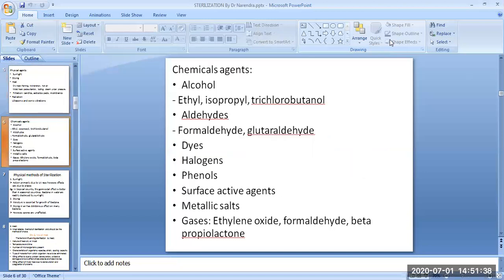Chemical agents: alcohol, like ethyl alcohol, isopropyl alcohol, trichlorobutanol, aldehydes like formaldehyde, glutaraldehyde, dyes, halogens, phenols, surface active agents, metallic salts, gases, ethylene oxide, formaldehyde, beta propiolactone, etc.